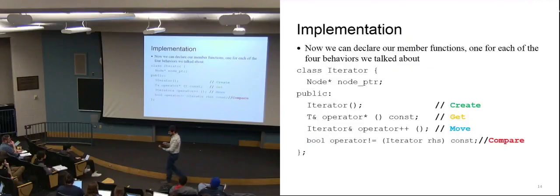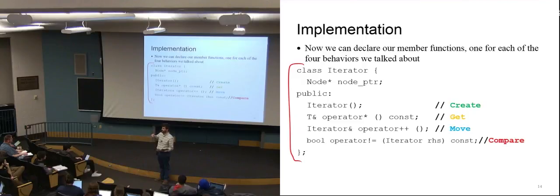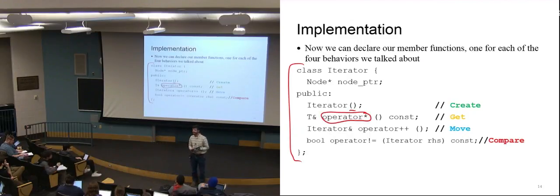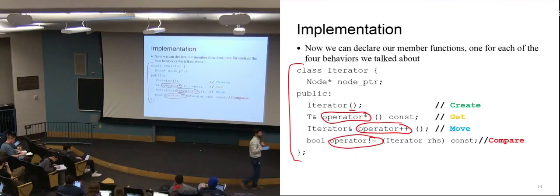Okay. We need some member functions. This class is still inside the list. I'm just displaying a subset of the code on the slide. So here's a constructor for creating it. We're going to overload the dereference operator. We're going to hack the star symbol. We're going to hack the plus plus symbol. And we're going to hack the not equal symbol. So we're going to make these things do custom stuff only for an iterator. Not just any iterator, the iterator that lives inside the list.